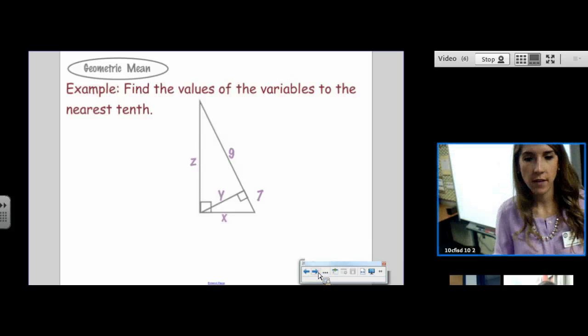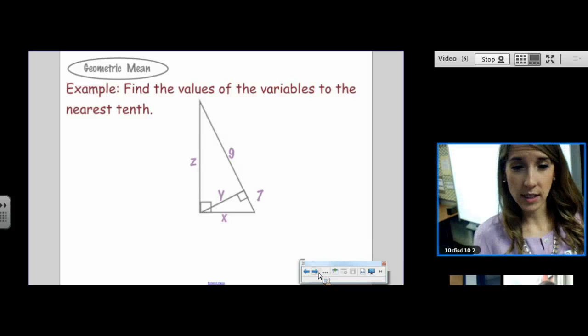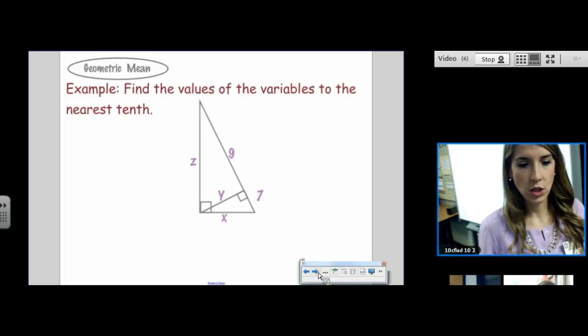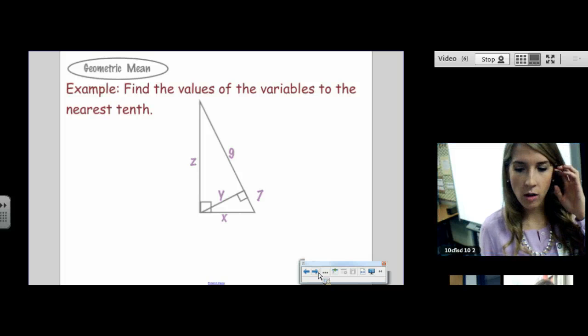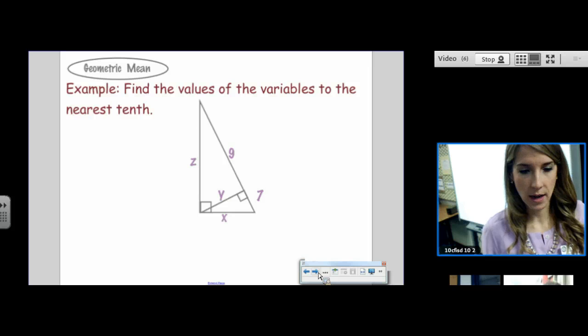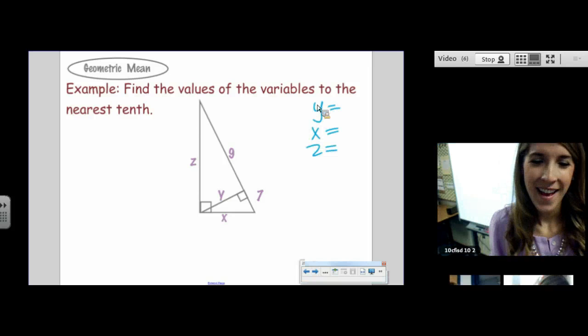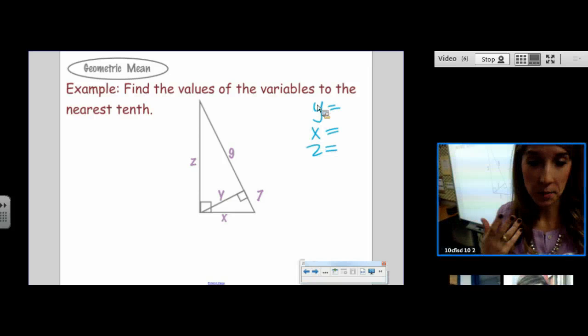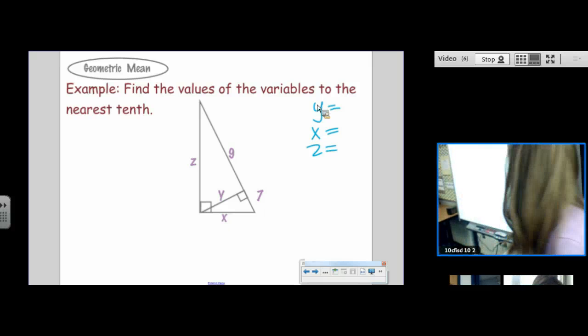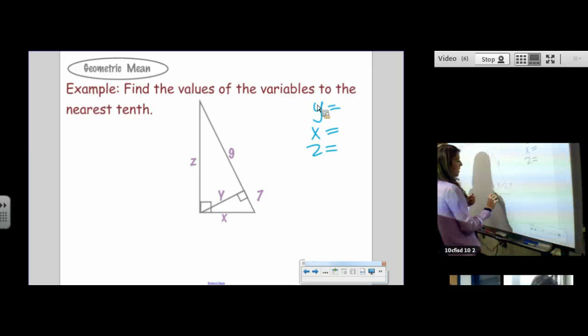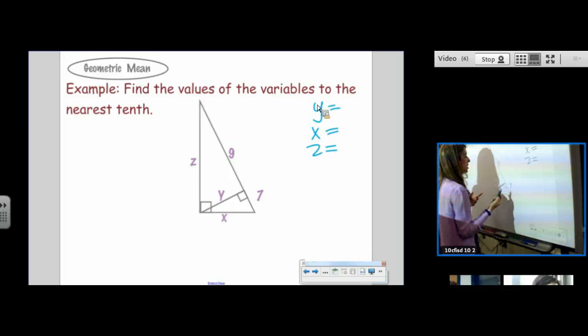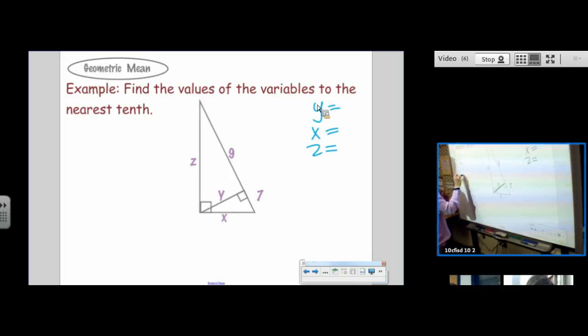Find the values of the variables, and you're going to have to round on some of these, maybe all of them. And when you do round, round to the nearest tenth. I'll call on 3 people after I give you a minute to work this. I would recommend you start with y. When you have the answer, you can type it in. I would do y first, because to me that one's the easiest. You just use the 2 segments. 7 is to y as y is to 9.